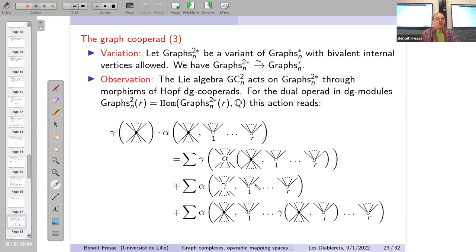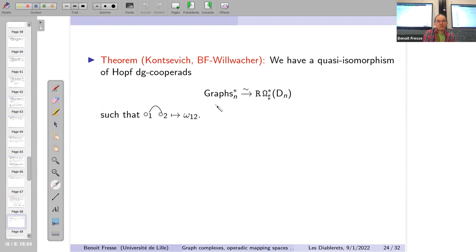We use this variant when we want to make the Lie algebra GC_n^2 act on the cooperad of graphs. And this action is given by this formula. It's just a generalization of the Lie bracket of the graph complex GC_n^2. And so this cooperad of graphs, this Graphs^R cooperad, is considered in the Kontsevich formality theorem.